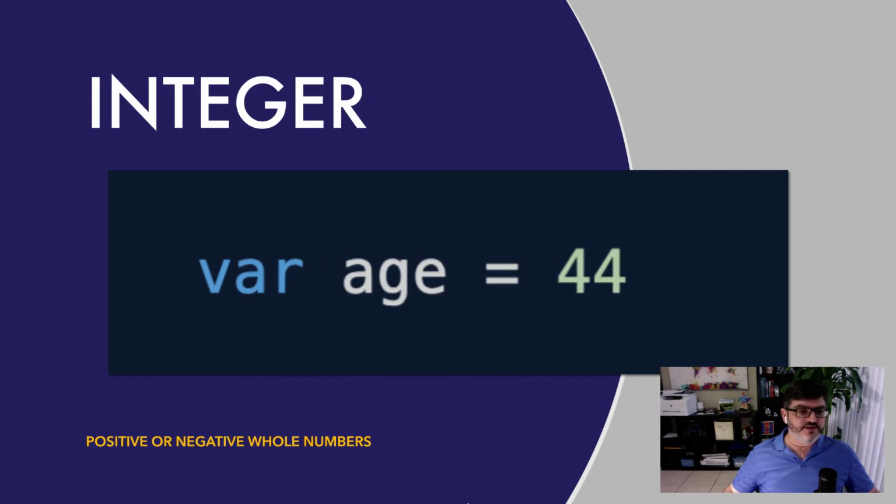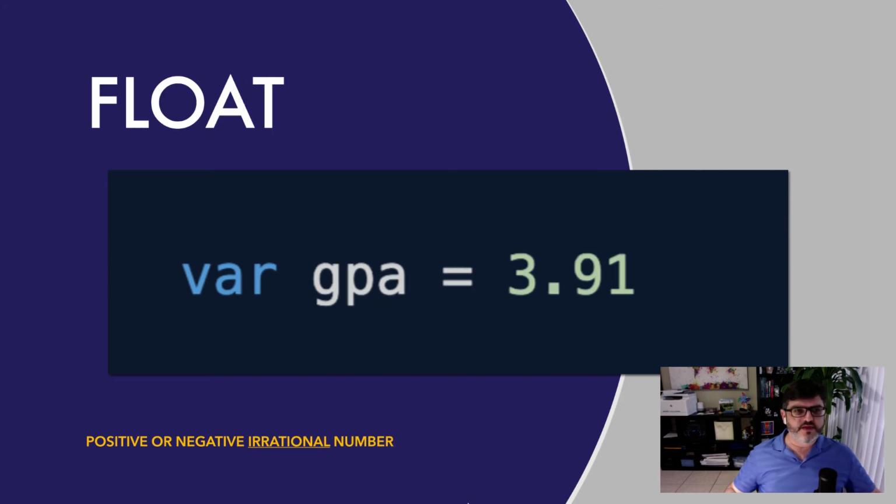The integer is another one we already mentioned, and these can be positive or negative whole numbers, right? Negative 365, positive 899, whatever, and they could be large and small. And then we have float. It's another type of number, but this one has a decimal. And I like to say that in most programming languages, our floating point numbers are actually irrational.